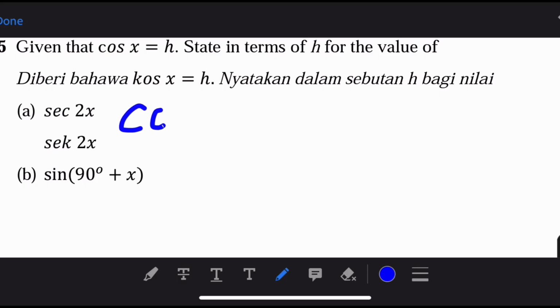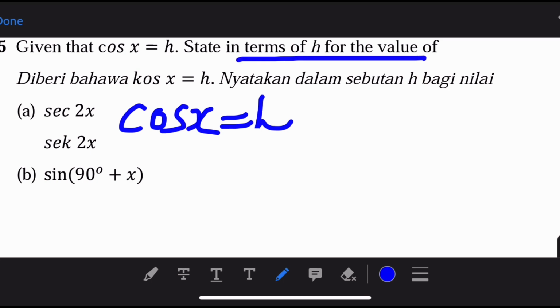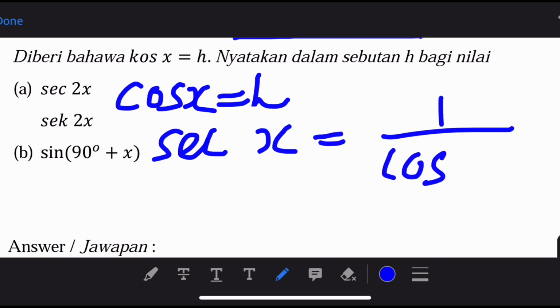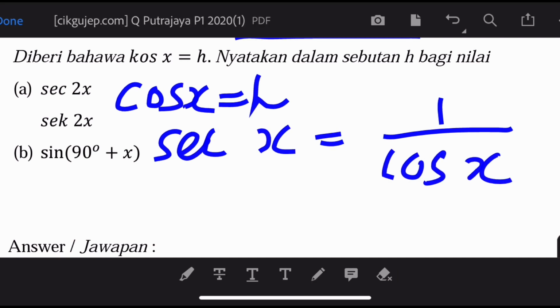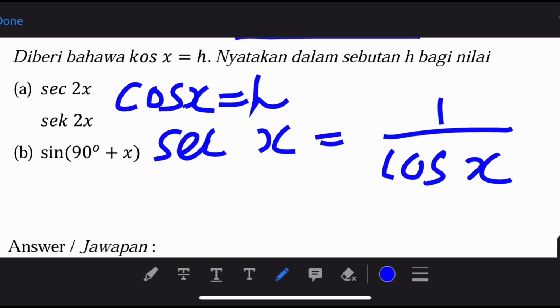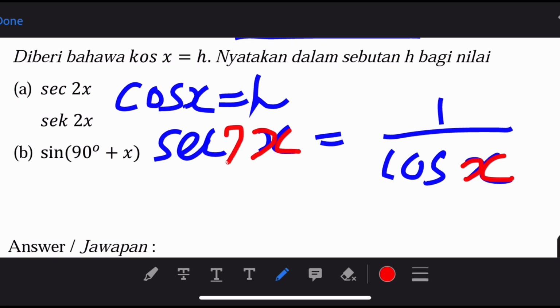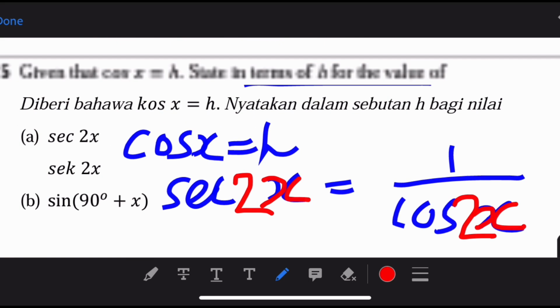For the next question, they will ask you the trigo function given that cos x equal to h. State in terms of h for secant 2x. Alright, for secant x the formula is not given, you have to memorize. It's 1 over cos x. So if it is secant 2x, you have to know how to modify the formula, because this formula is not given in the exam. So if secant 2x, you have to change to 1 over cos 2x, right?